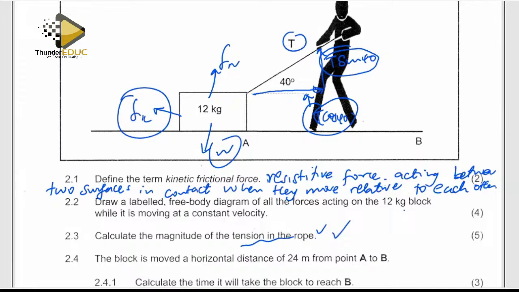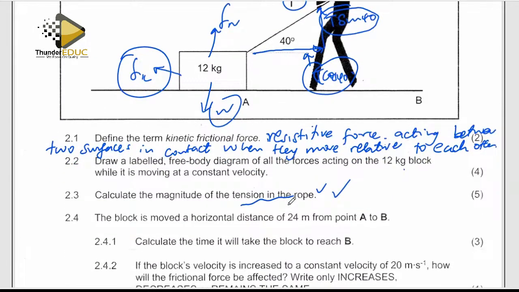Have we answered the question for the tension? Yes. Then 2.4, they are telling us that the block is moved a distance of 24 meters, from there up to there. Calculate the time it will take. We know that speed is distance over time, and we're looking for the time, meaning our delta t should be the displacement divided by the velocity. So that's going to be 24 divided by 10, which gives us 2.4 seconds.